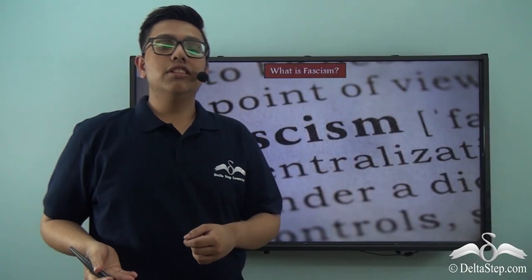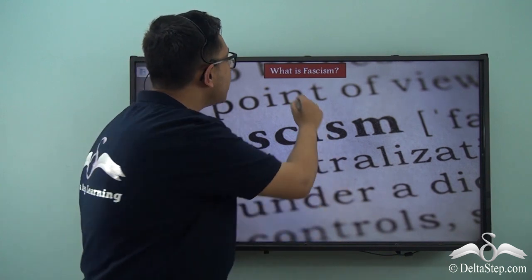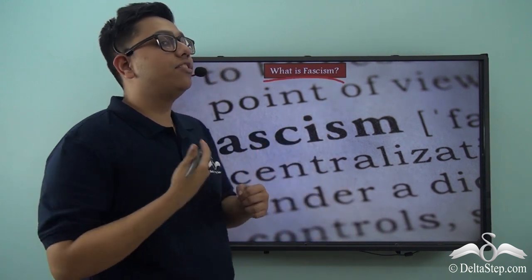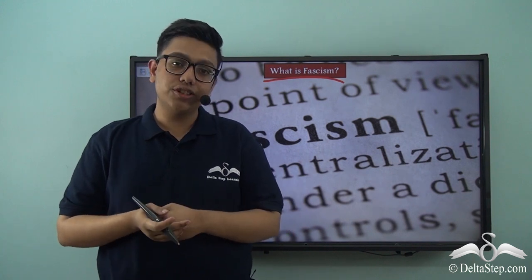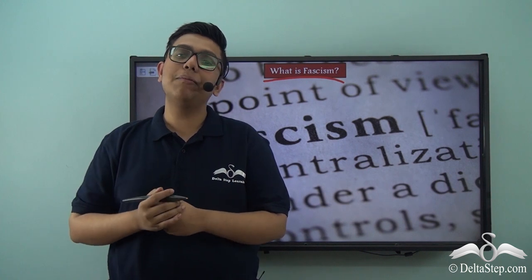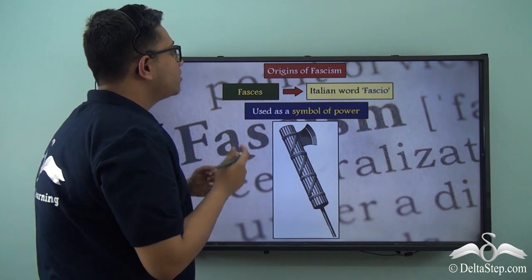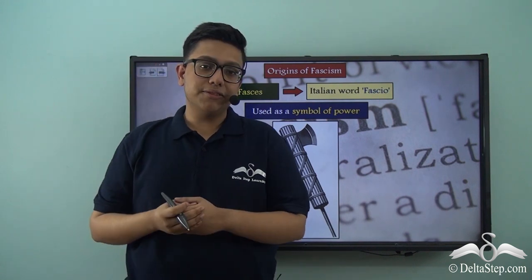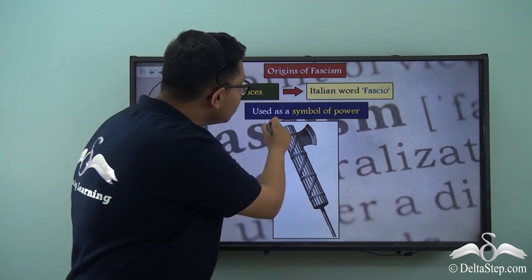So in simple words, what we have to understand therefore is what fascism actually is. And while addressing the question what fascism is, we will be looking at its nature, its origins, and also in what ways fascism rose up in Italy. So starting from the origins of fascism, fascism is derived from this particular symbol.